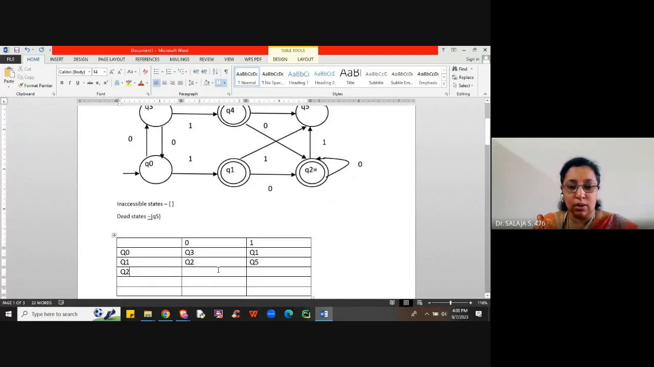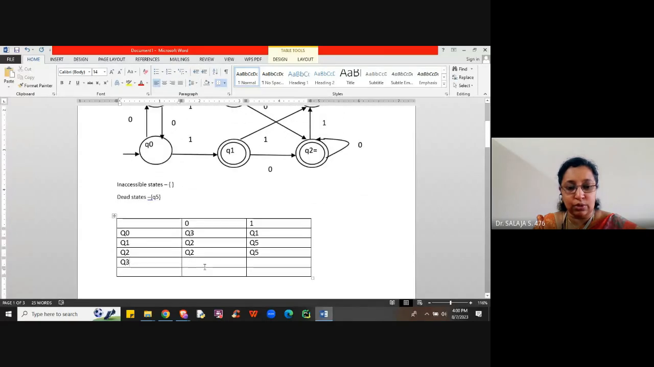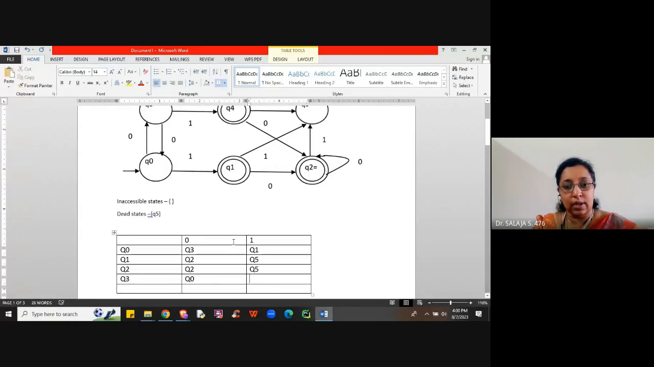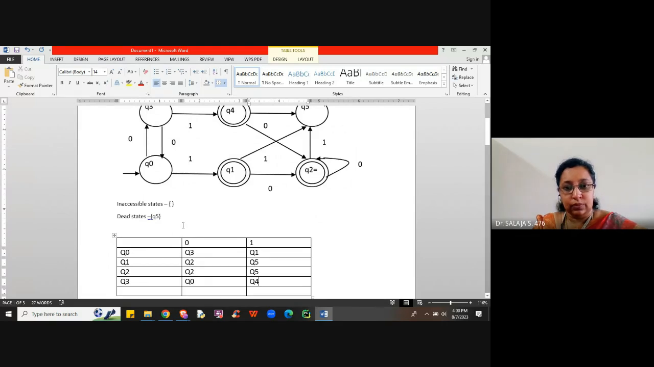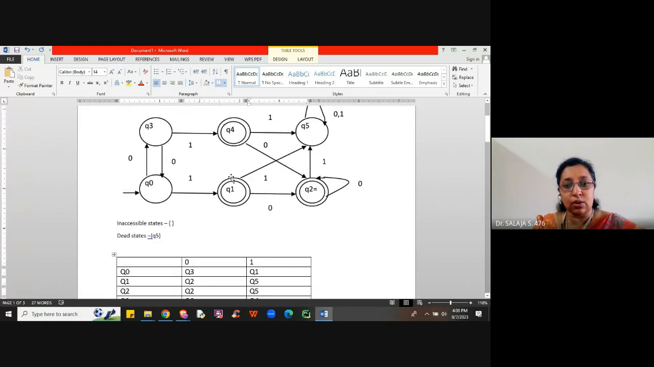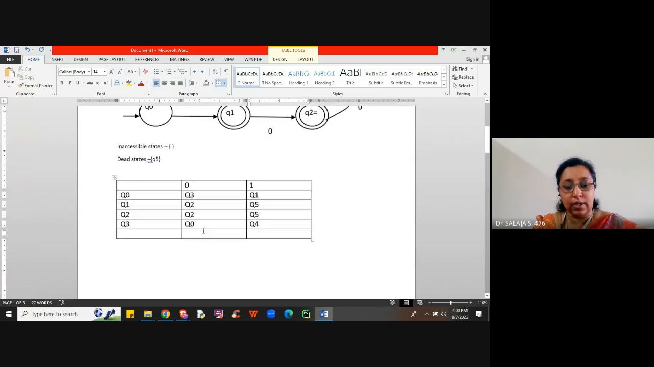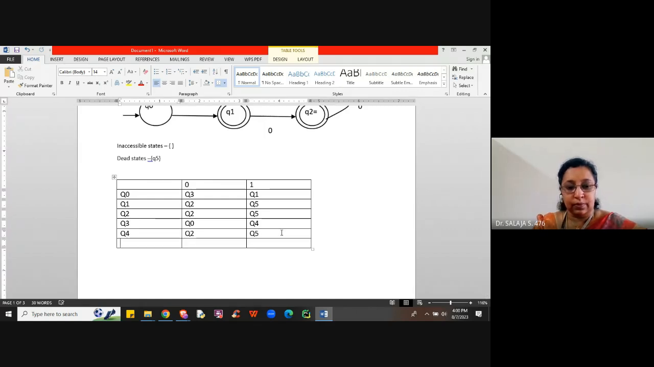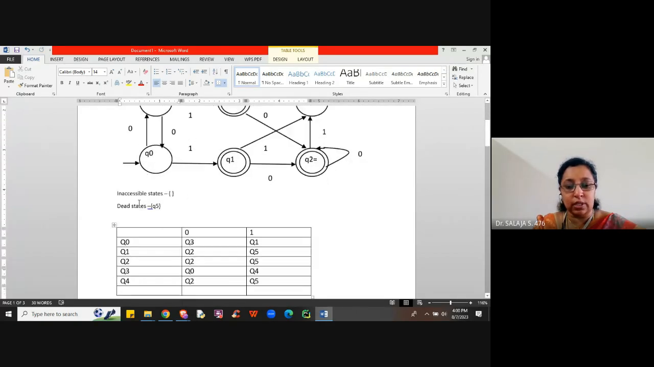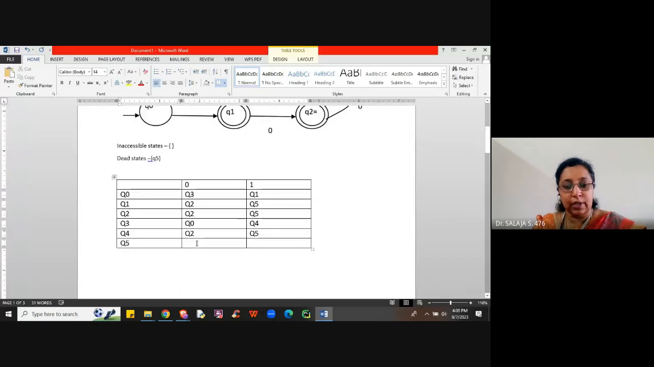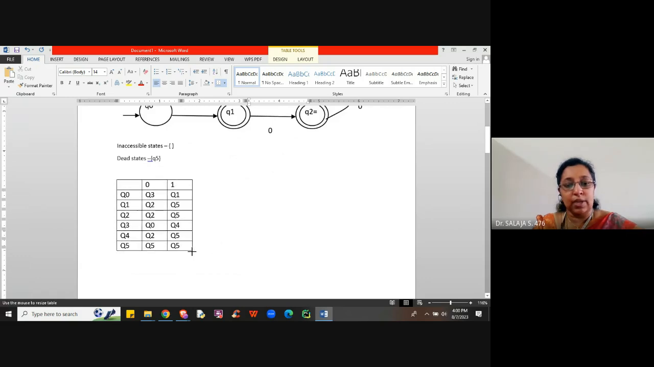Q2, on 0, it moves to Q2. On 1, it moves to Q5. What about Q3? Q3, on 0, it moves to Q0, and on 1, it moves to Q4. What about Q4? Q4 on 0 is to Q2, and on 1 it is to Q5. We have one more state to go. Q5 on 0 and 1 is Q5 itself. Fine, so this is what we have.